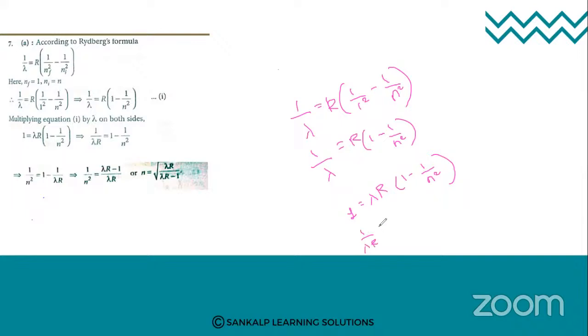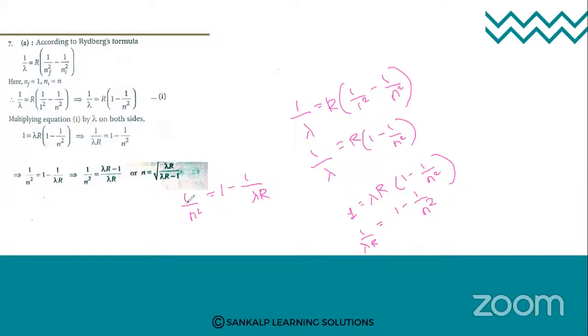It will be 1 divided by lambda into R, which is equal to 1 minus 1 by n square. So we just want the value of n. So what we can do? Now we can shift this one. So 1 by n square we can transfer, which will be equal to 1 minus 1 upon lambda into R. Okay, so we require only the n value.